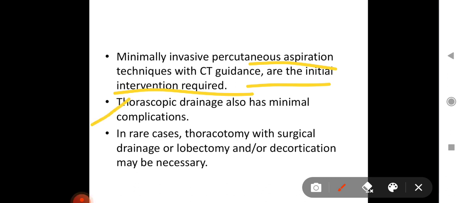Thoracoscopic drainage also has minimal complications, but in very rare cases, thoracotomy with surgical drainage or lobectomy and decortication may also be necessary, but these are usually the cases which present very late or with very severe disease.